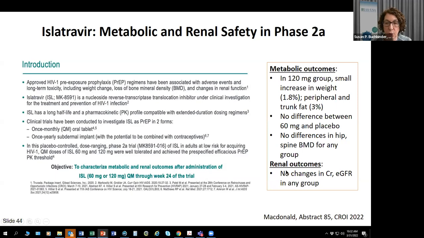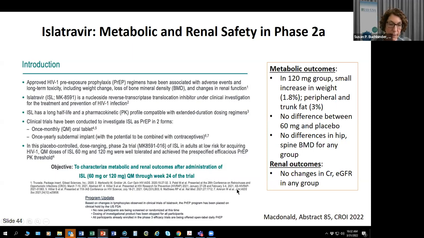So that was all the good news. The bad news is that right now the studies are on clinical hold because islatravir has been found to be associated with a drop in lymphocyte count. And so all of the islatravir prevention trials are currently on clinical hold, with no one being newly enrolled or randomized at this time. Everybody's off their islatravir and they're just being followed for safety. So our hope is that this will get back on track in the future.